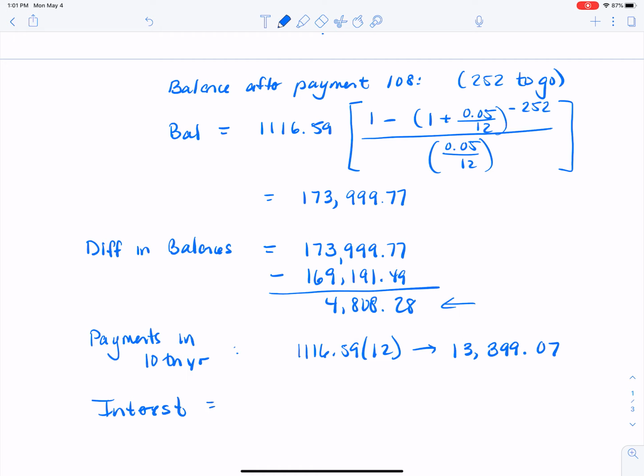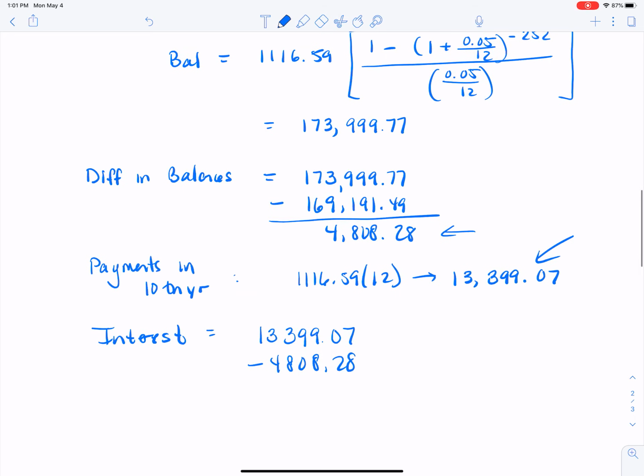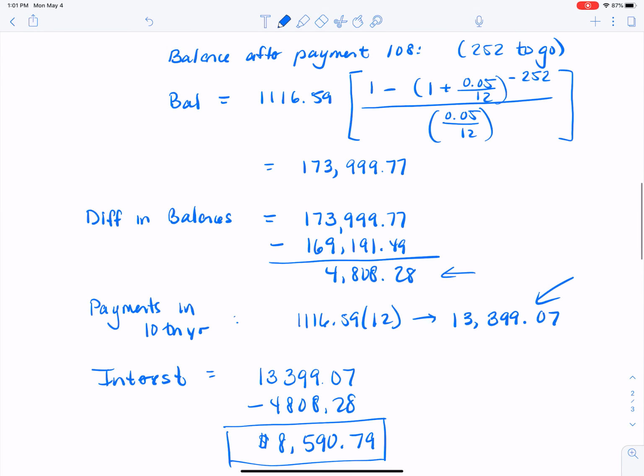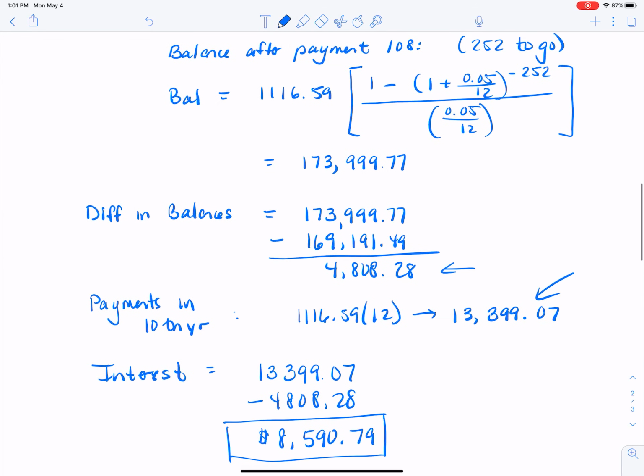is equal to, well, let's take a look at that. Here is what we paid. And there is what we actually owed. So that means the rest is interest. And that final figure is $8,590.79. So there is the answer to Part C. So all of that is how you would do Part C on that problem.